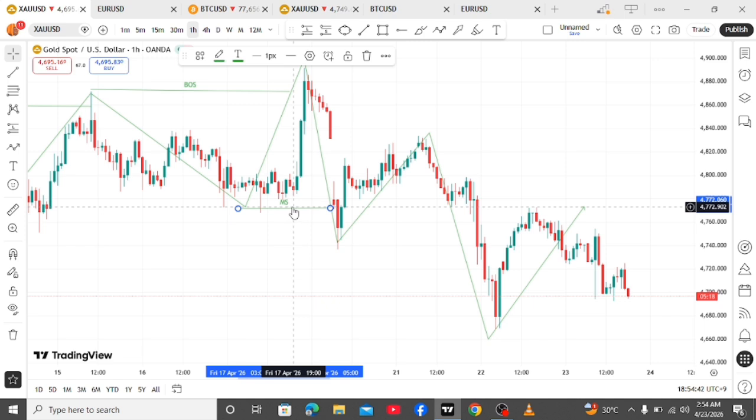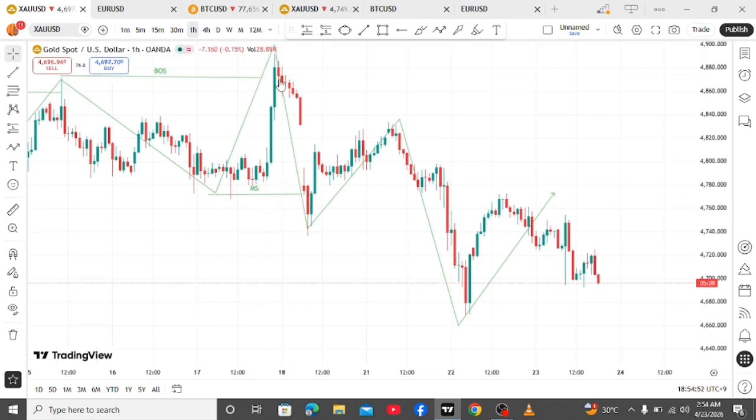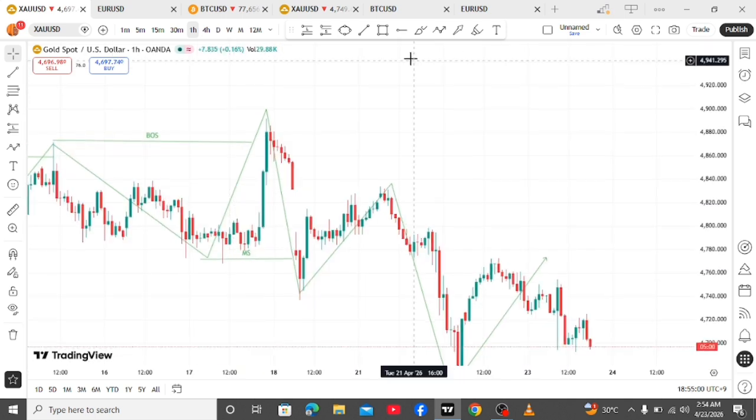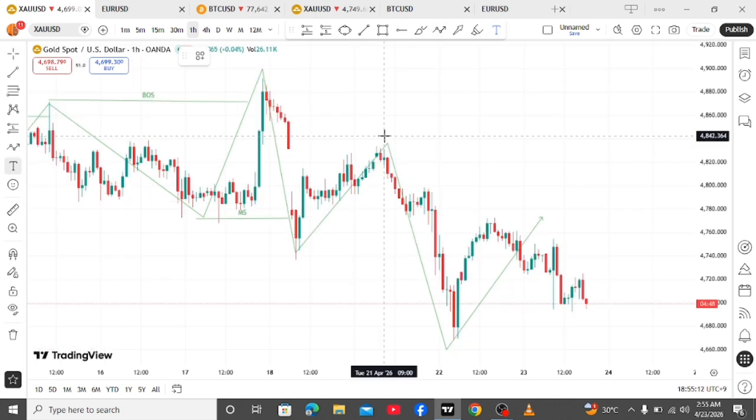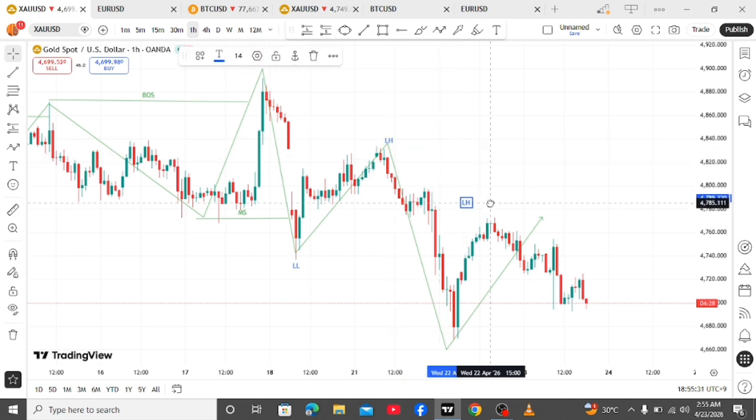So this is your market shift, meaning the market is no more going up, but it's about to go down. So the market went up, goes down, goes up, goes down, making lower highs and lower lows. No more higher highs and higher lows. So this is your lower high, and this is your lower low. So lower high, lower low.